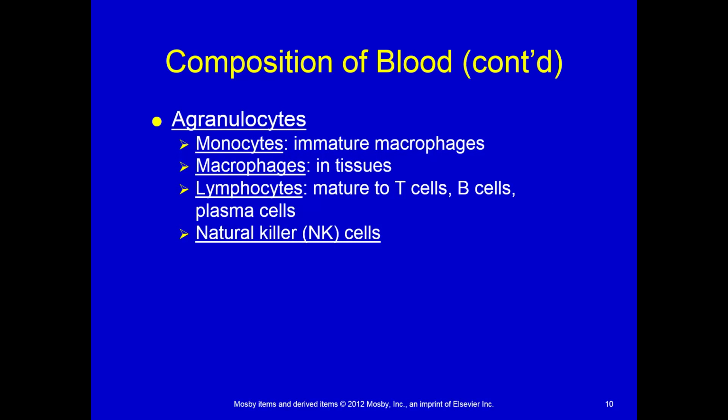All right. And then some examples of agranulocytes would be, specifically to talk first about, monocytes and macrophages. Okay, so let's talk a little bit about that first. So monocytes are basically your immature macrophages, right? So they're formed and released by the bone marrow into the bloodstream.